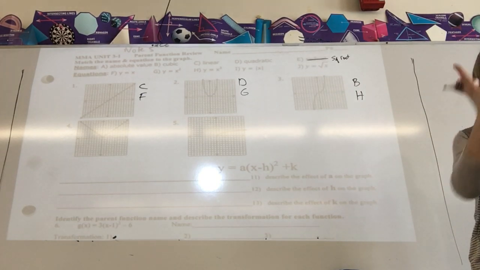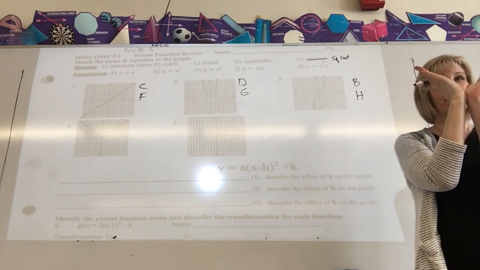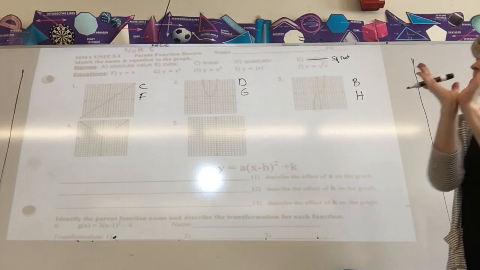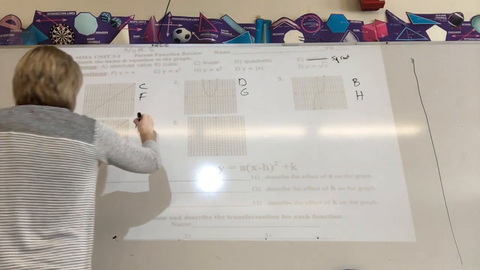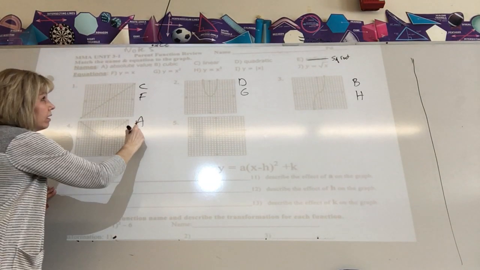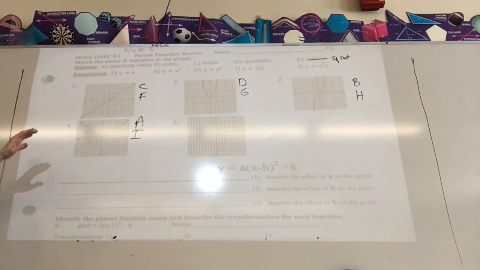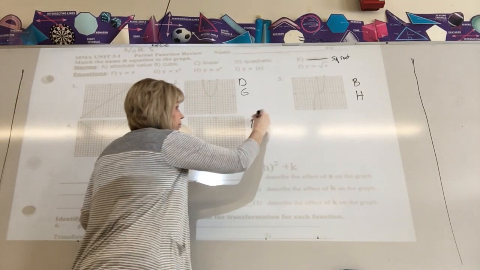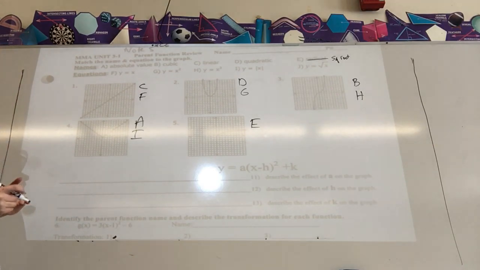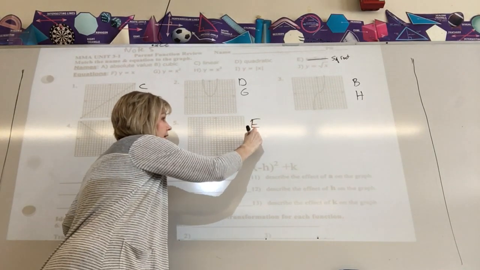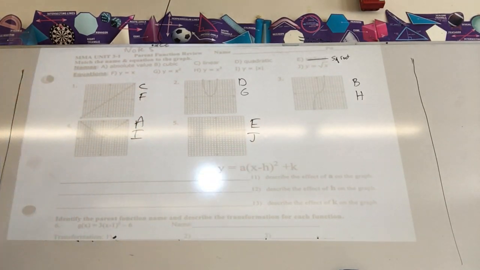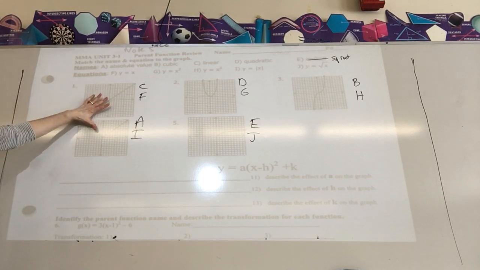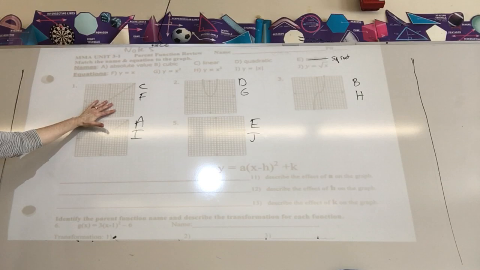All right, so number 4, that V was which letter? And what's the equation of it? Okay, so A and I. And then this one I said to change it to say square root, so square root is E, and then it's going to be y equals the square root of x. So E and J.